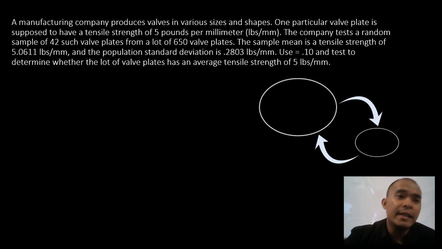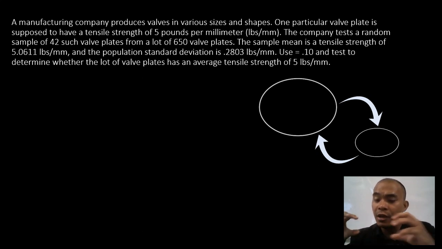Now, let's start reading. A manufacturing company produces a valve in various sizes and shapes. One particular valve plate is supposed to have a tensile strength of 5 pounds per millimeter. Tensile is the force exerted if you stretch a material, and the opposite there is the compressive strength.